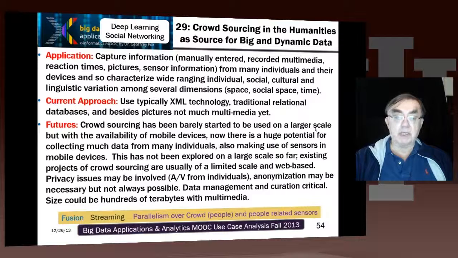This particular use case suggests this field has only really just started and the surface is scratched, and it's possible to do a lot better than we're doing up to now. And there are obviously important issues for privacy when you have individuals involved, and how much anonymization is possible is not clear. They claim that they might get hundreds of terabytes of data, especially with the multimedia type information.